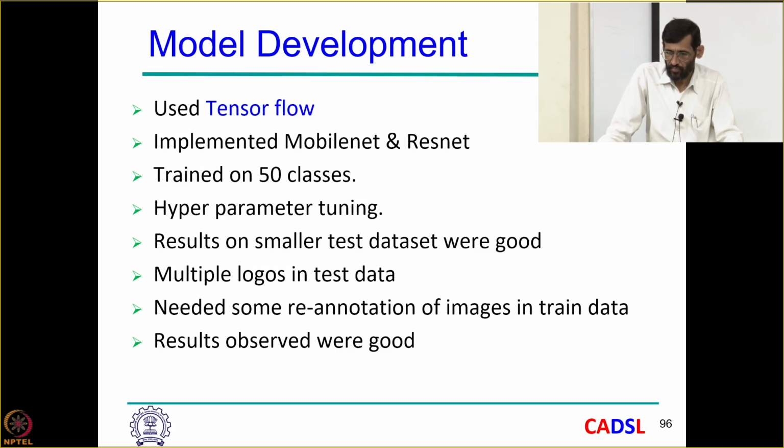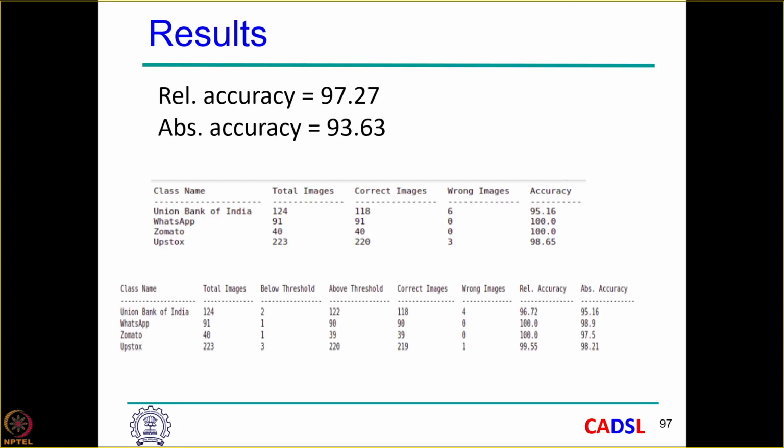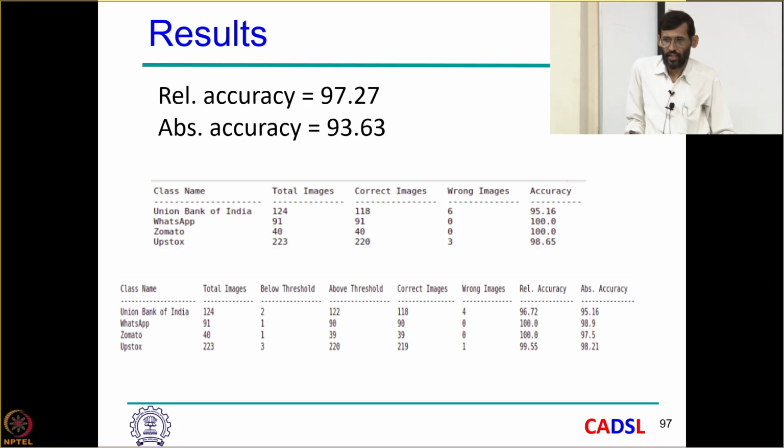The results on the smaller test data set were very good. Multiple logos in the test data were detected. Here the accuracy we obtained was almost 93-94%. That was reasonably good, and it means that most of the time we are likely to detect it.